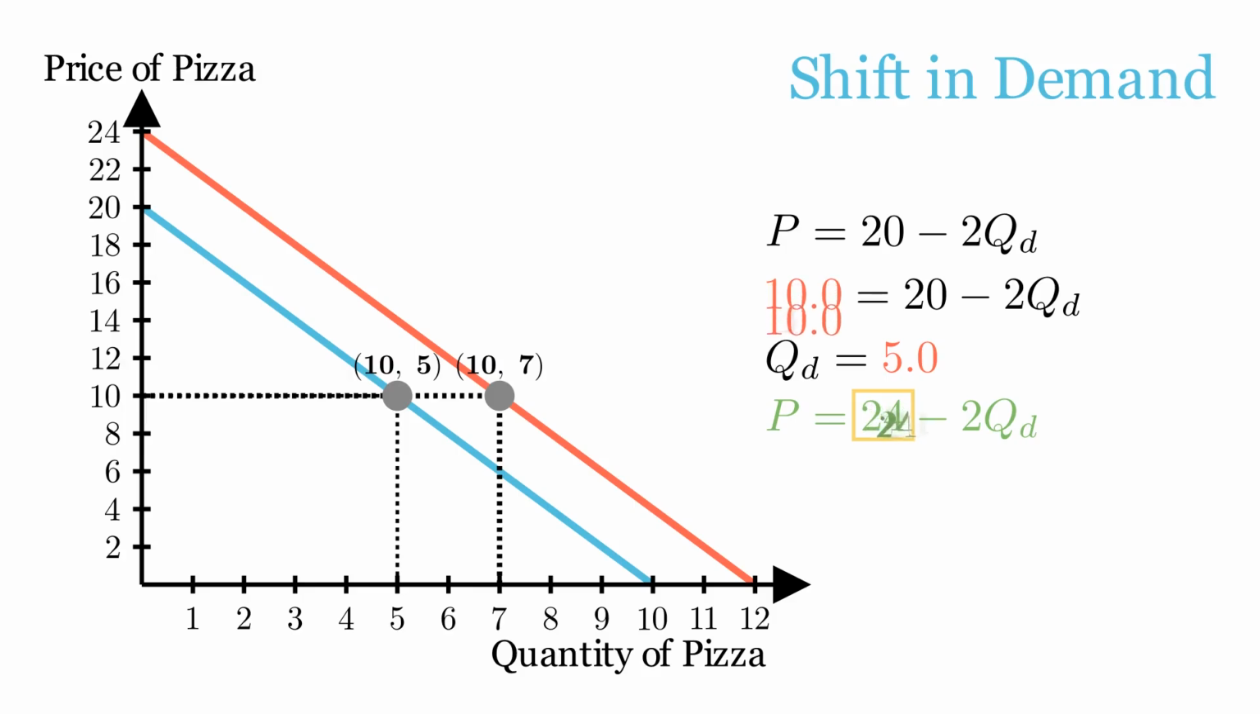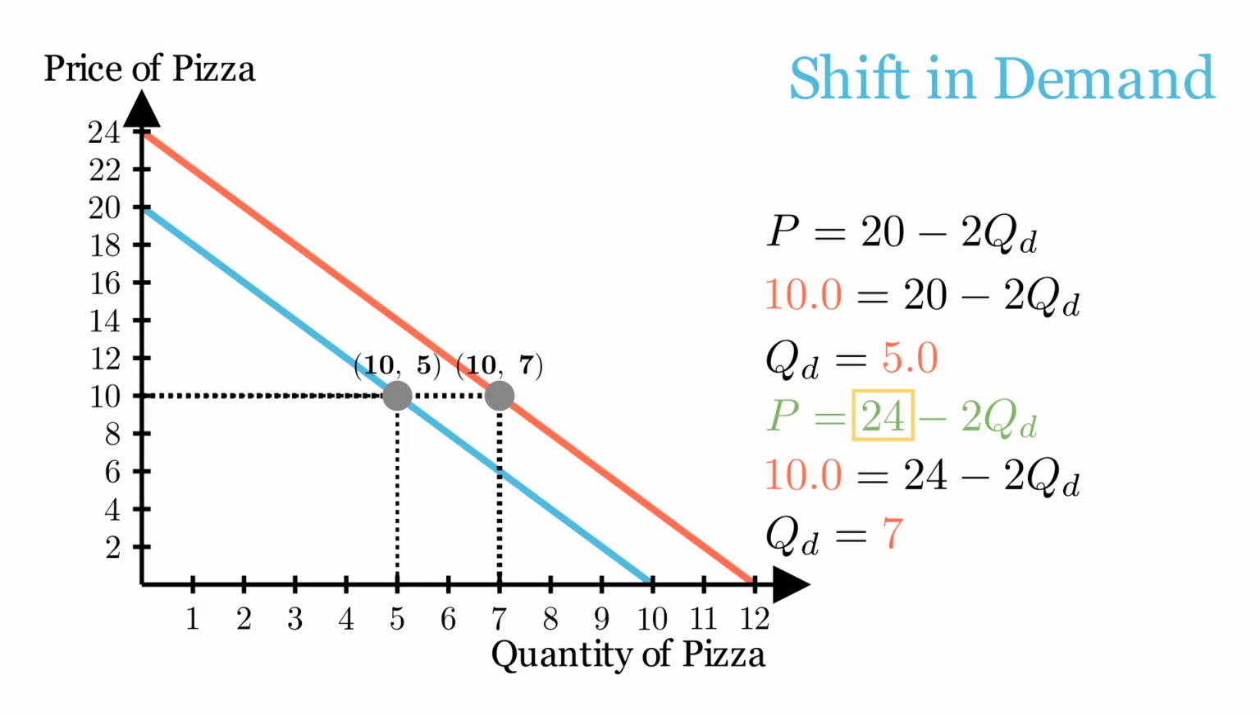If we substitute the same price 10 into the new equation with the new intercept 24 and solve it for quantity demanded, the quantity demanded becomes 7 units. This shows that consumers are now willing to buy more pizza at the same price 10. Every point on the new demand curve represents a higher quantity demanded than before. Therefore, this is called a shift in demand, not movement along the curve.